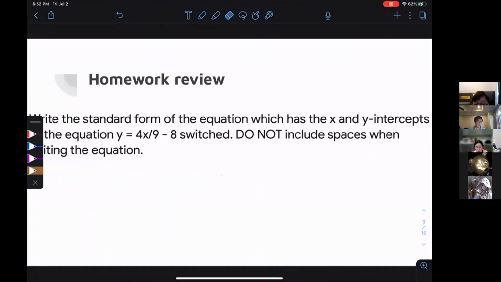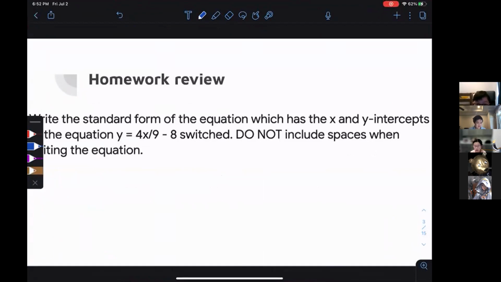Right, so this first problem, I think we went over this in class, but it was really quick, so we'll do it again. Write the standard form of the equation which has the x and y intercepts of the equation y equals 4x over 9 minus 8 switched. Don't include spaces when writing the equation.